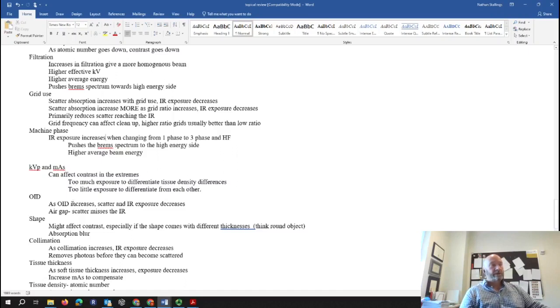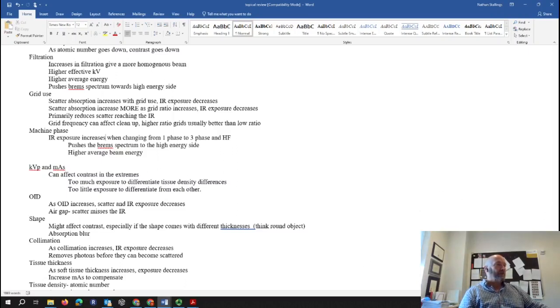So your technique change would be the exact opposite of that. If we change from 40 to 80 inches, because we decrease our image receptor exposure by a factor of 4, we would need to increase our technique by a factor of 4. And again, that would be your inverse square law.